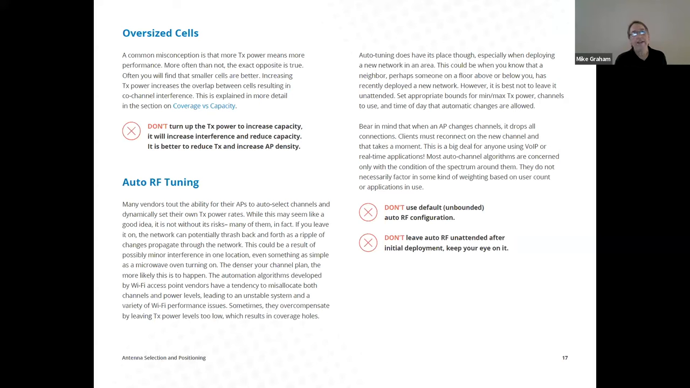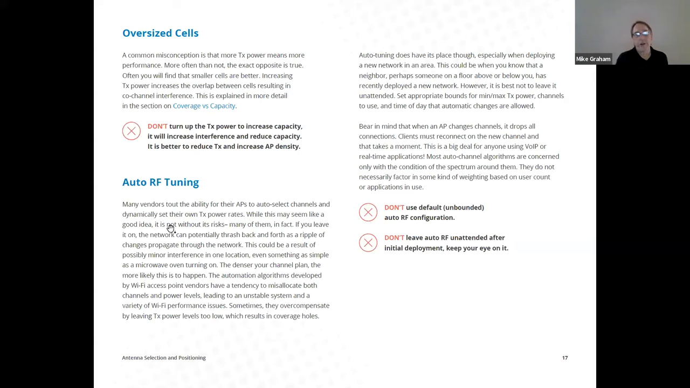Warehouses, there's more access points in a lot of those than there are clients. Those are definitely coverage situations where you can run more power, you can run bigger antennas, you can run bigger cells. In our little don't here, turning up the transmit power, it'll increase the cell size, but it's not going to increase the capacity of the network. For that, smaller cells, more APs, very probably narrower channels.